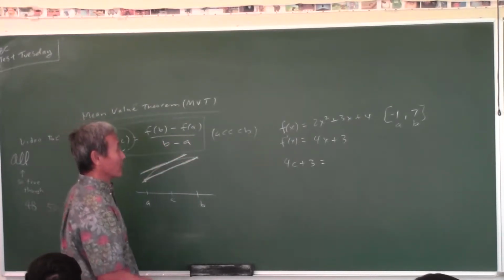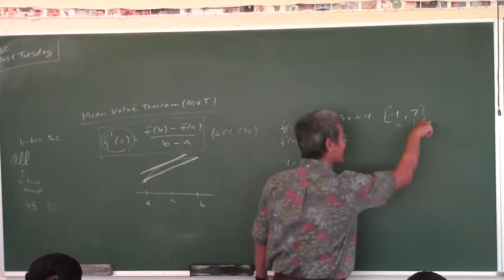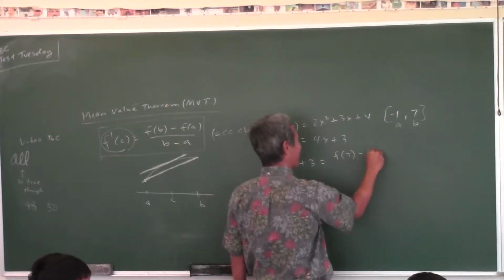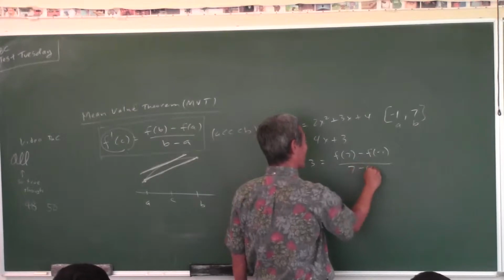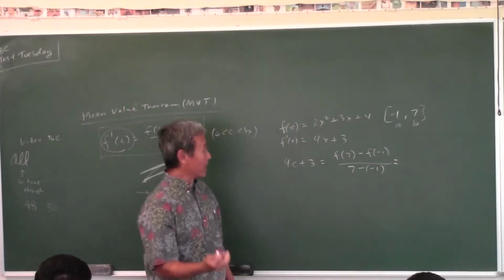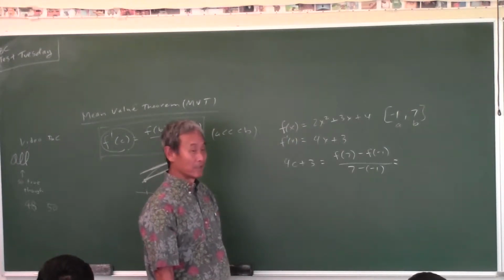Okay, you guys wanted 7, now you're gonna get it. So 4c plus 3 equals f of 7 minus f of -1 all over 7 minus -1. Okay, who had the 7? Michael. Okay, what is f of 7?